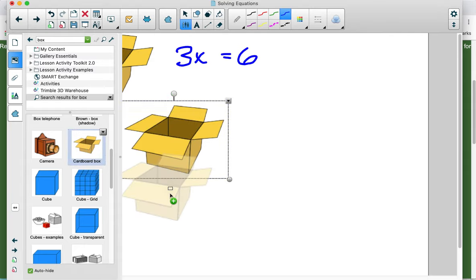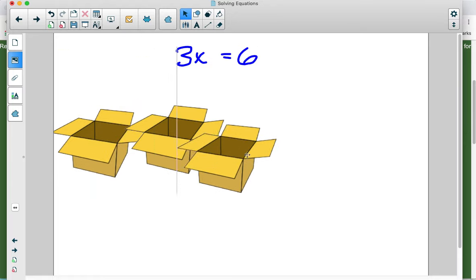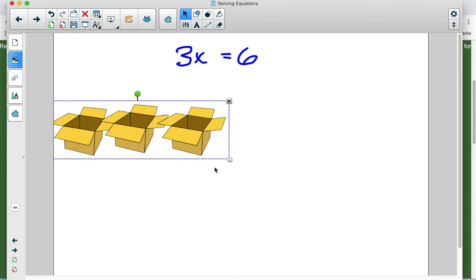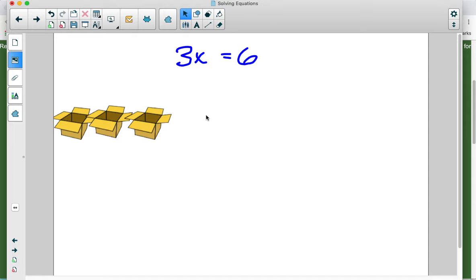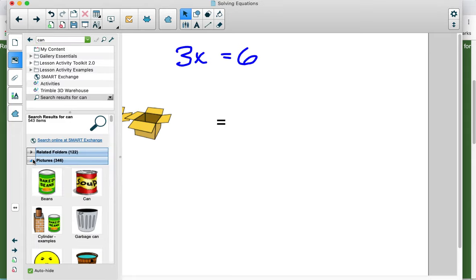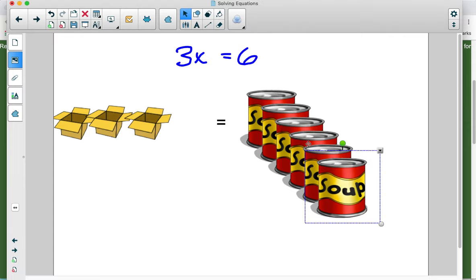1, 2, 3. I'm a big visual learner, so if you are, I hope these visual analogies will certainly help you. So you have 3 boxes. Then you have 6 items, as we said before. Now, these items could be anything. Let's say soup, or baked beans. Baked beans would work. And 1, 2, 3, 4, 5, 6. All right, there we go.